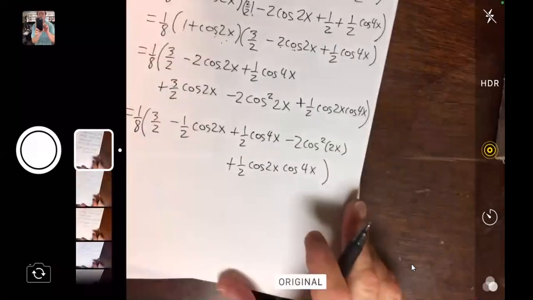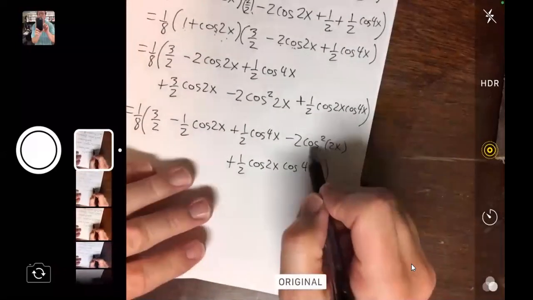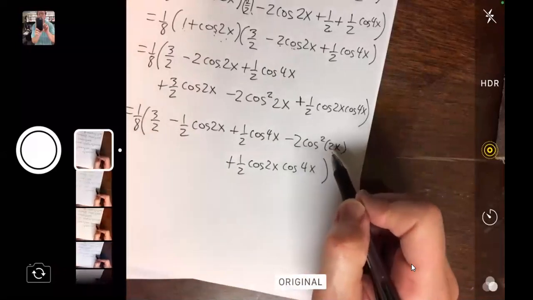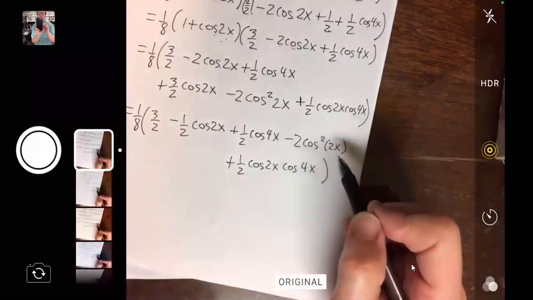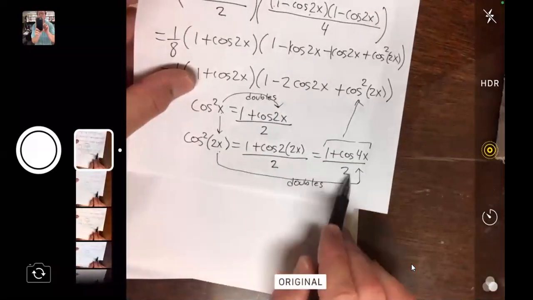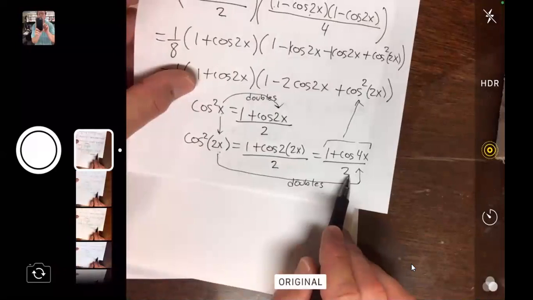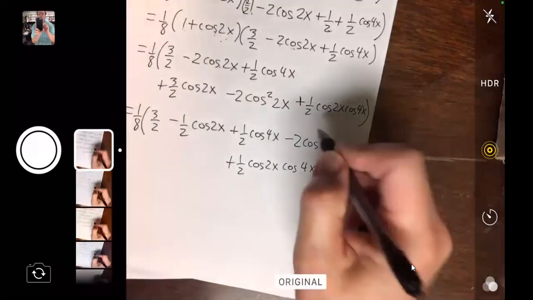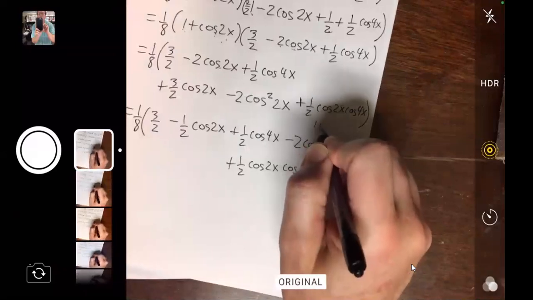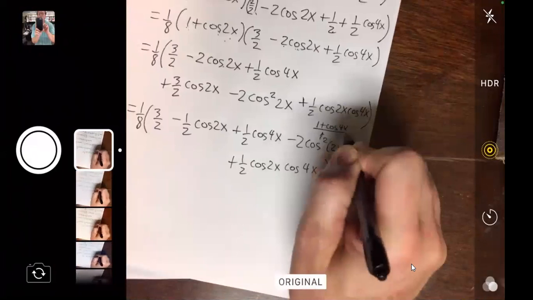All right. You see, I've got to substitute in here to lower that power. If I bring the page back, you remember that brings back this 1 plus cosine of 4x over 2. Well, I'm going to put in 1 plus cosine of 4x divided by 2.